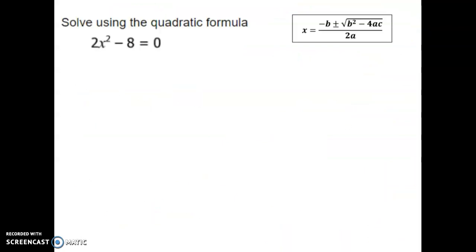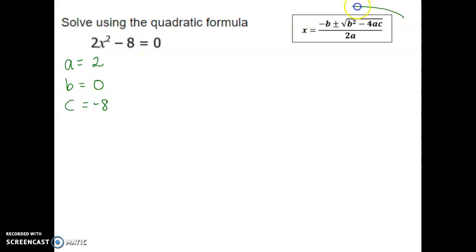Okay, so here we have 2x squared minus 8 equals 0. Everything's on one side. It's set equal to 0. I'm ready to start figuring out what A, B, and C are. A is the coefficient in front of x squared. That's 2. B is the coefficient in front of x, but there's no x here. So if there's no x, we're going to say that B is 0. C is the constant term of negative 8.